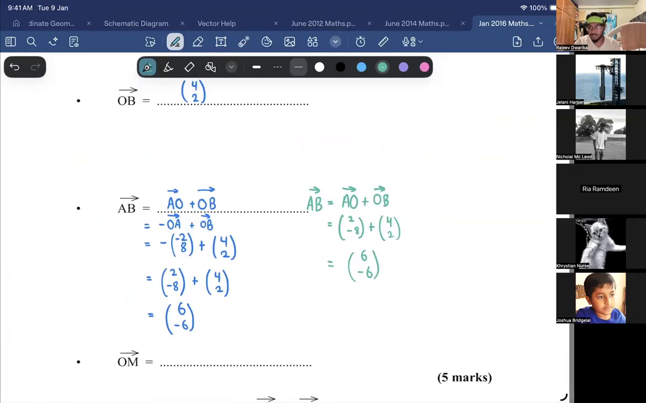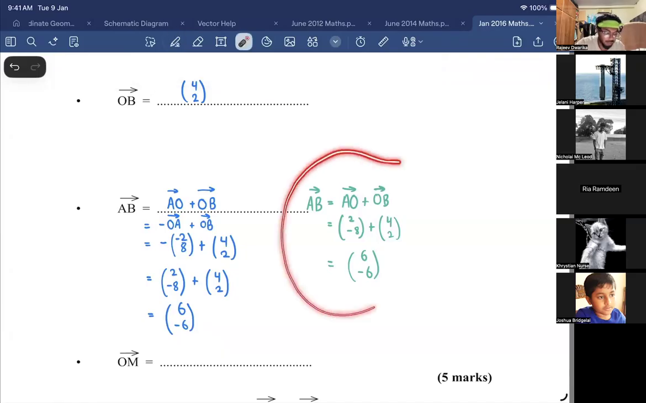Anytime you see an opposite direction, you change your sign. You did it the second way. Both are the same thing, you know. I'm just leaving out this line because here I know AO is going in the opposite direction to what? OA? Exactly. Anytime you go in the opposite direction, you change signs. That's it.